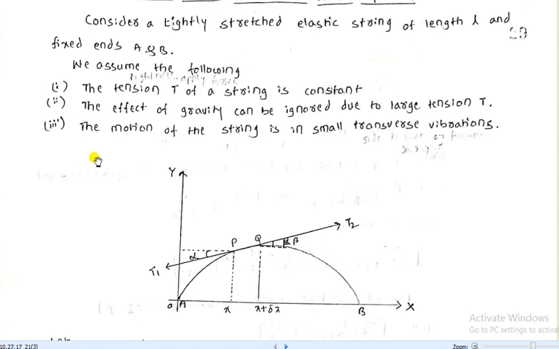Second one, the effect of gravity can be neglected because we apply a large amount of force on the string, therefore we will not consider the gravitational force here. So after applying the large force on the elastic string, the string will start vibrating along the horizontal line.